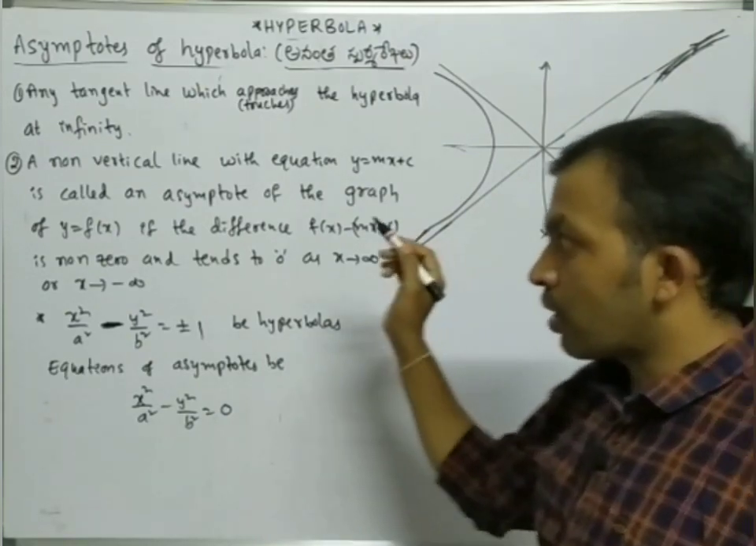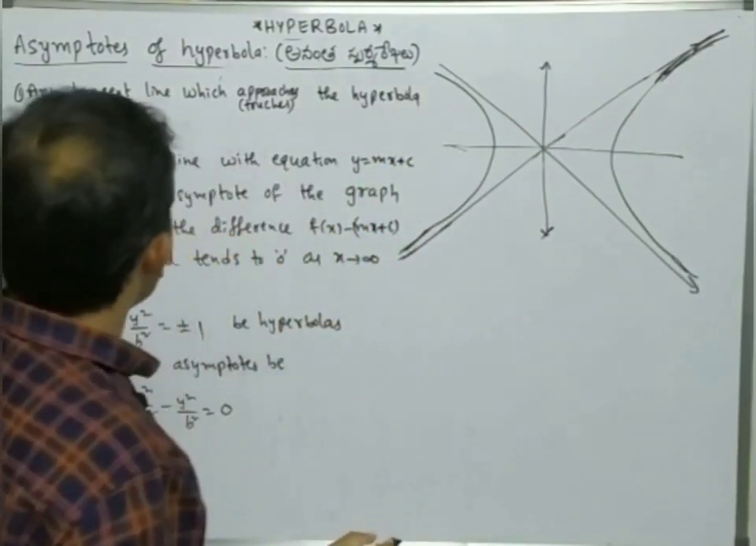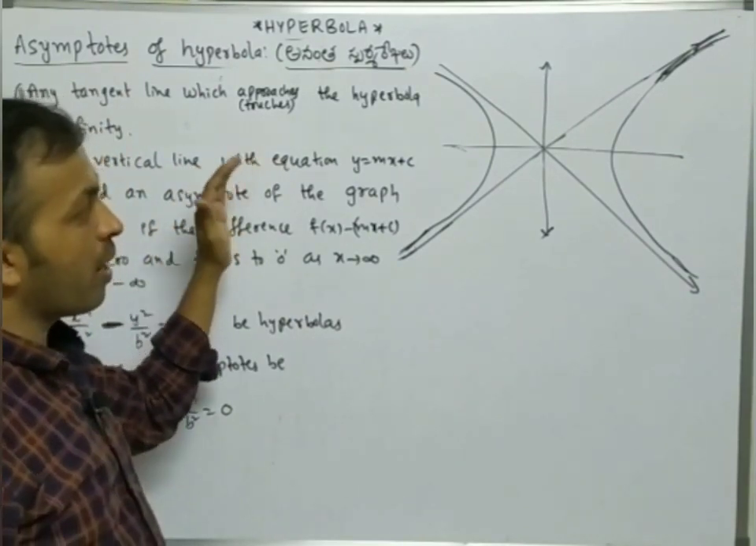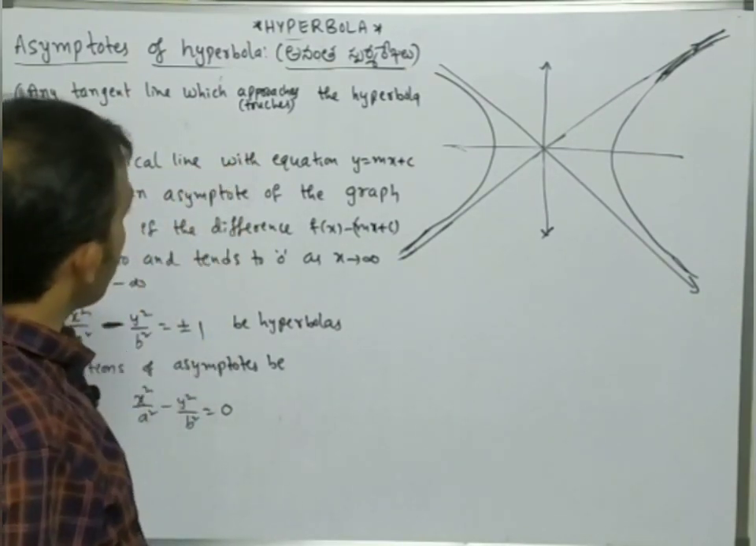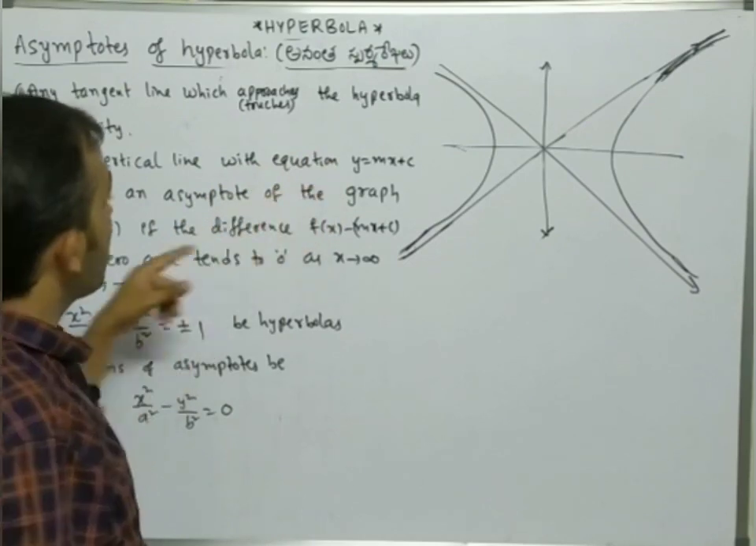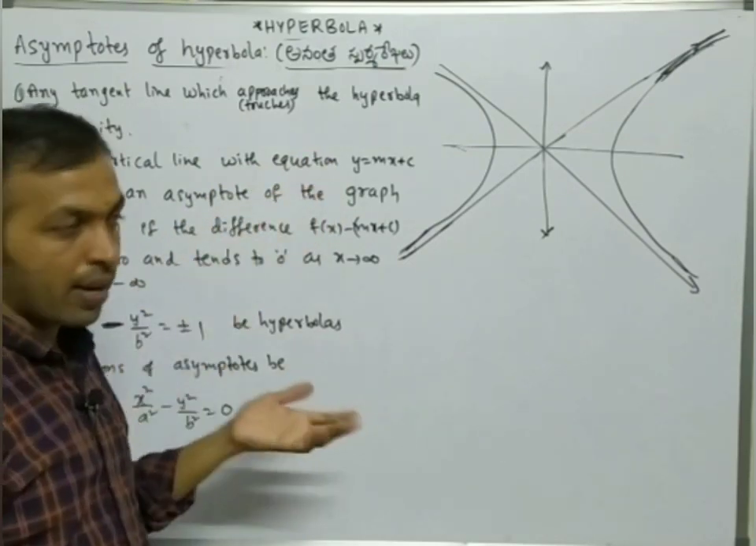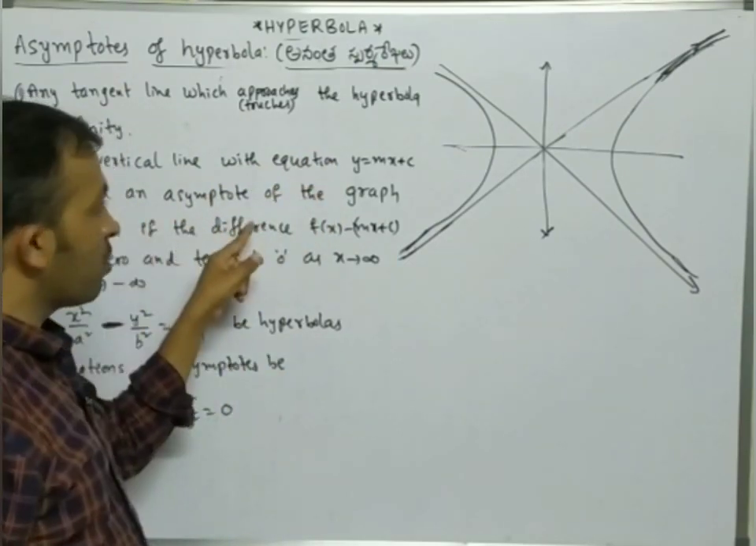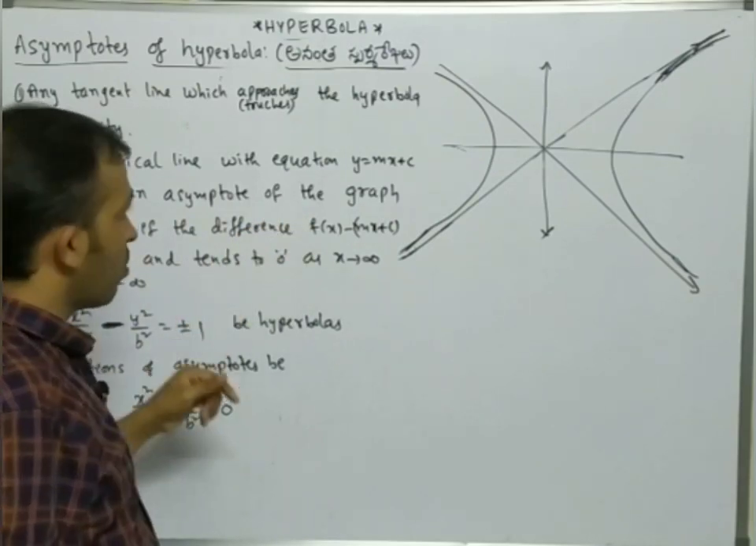Okay, so another definition: a non-vertical line, that is, a line that is not vertical, with equation y is equal to mx plus c, meaning it is a straight line, is called an asymptote of the graph of y is equal to f of x.